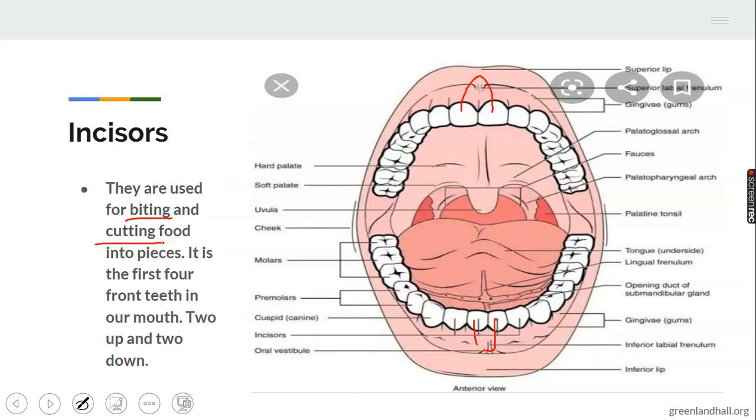You see some children, everybody, not even only children, everybody bites into a loaf of bread. You bite into it, and then you cut, and then you chew it. Those are the teeth that we use for biting and cutting.